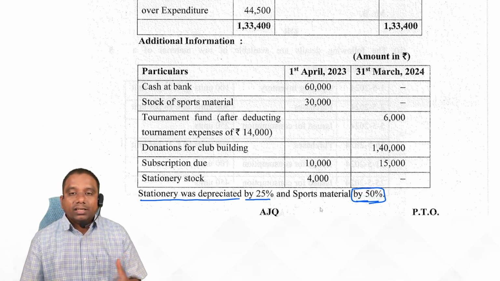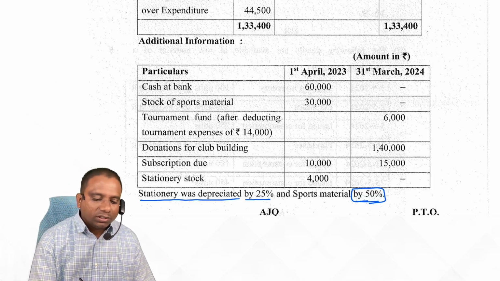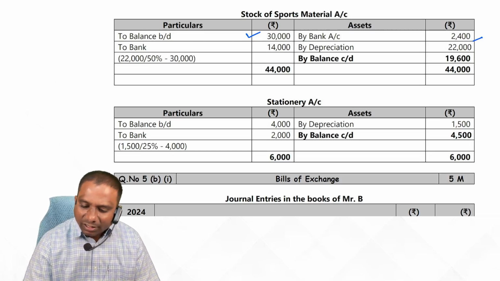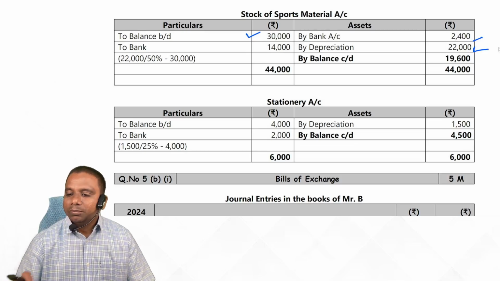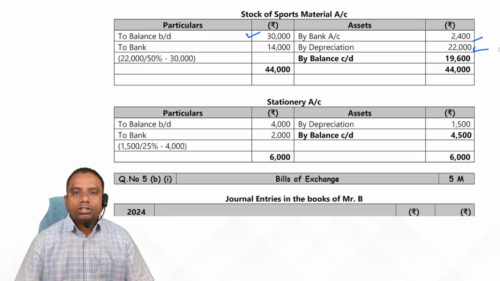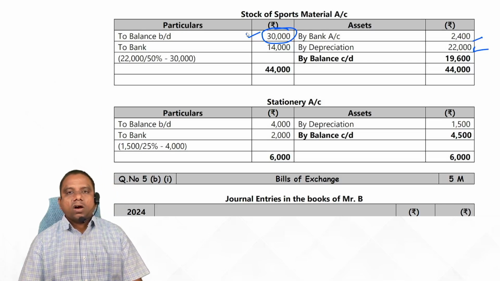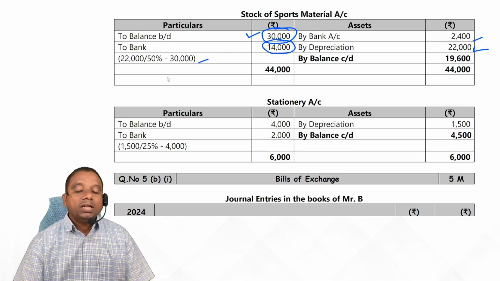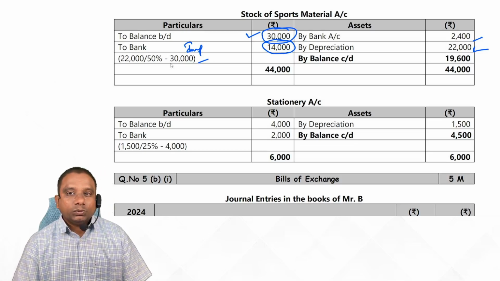Indirectly, they are saying that you calculate what is the purchase of sports material during the year. That is what they are asking. Look at, for that, what is our calculation is, here they have given depreciation 22,000. So 22,000 divided by 50% means they have calculated depreciation on 44,000 rupees asset. Out of 44,000, already we have 30,000 rupees asset now. So balance amount purchased is 14,000. This is important in this problem. Is it clear, students? Yes.